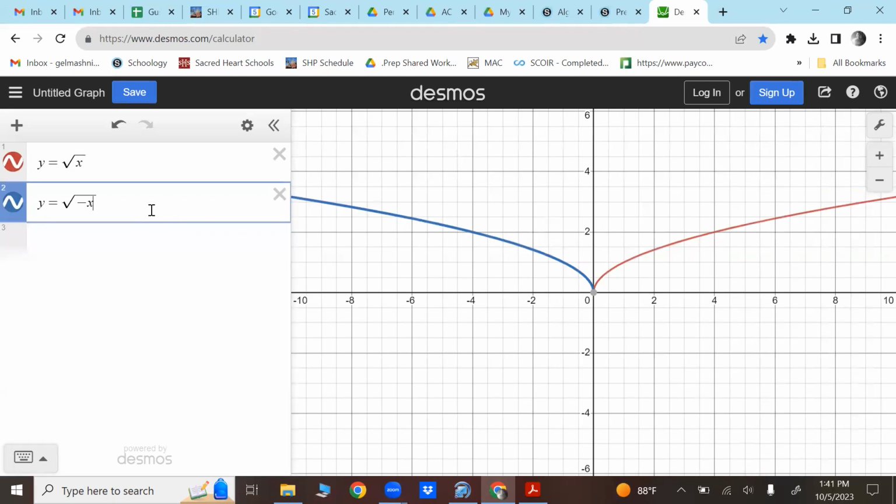So that's why it flips over the y-axis. Now, but check this out. What if I change it, put that negative on the outside? Oh. What if I put it on the outside? That goes over the x-axis, because x needs to be positive, but y is negative. Y is negative in this case. So there is a difference in that case.